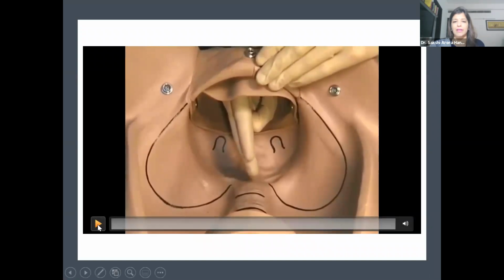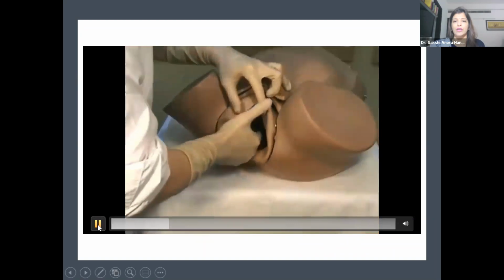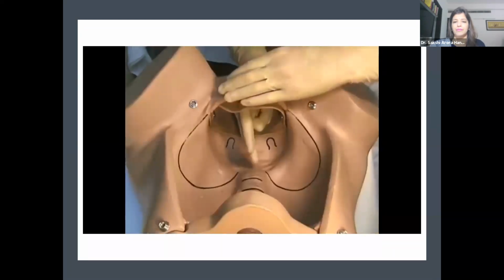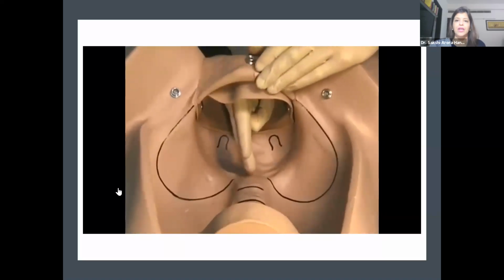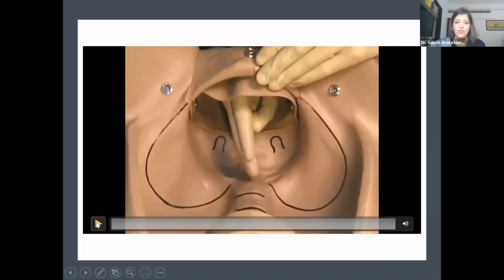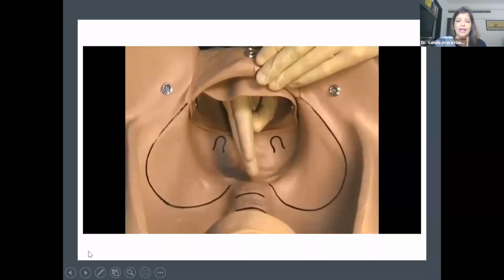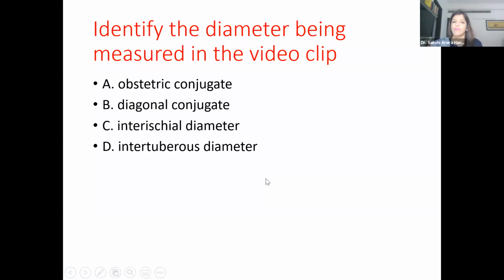Have you all seen? I'm playing it again. Look at it carefully. Okay, seen? So now let me go back and tell you the options. Obstetric conjugate, diagonal conjugate, interischial diameter, intertuberous diameter.